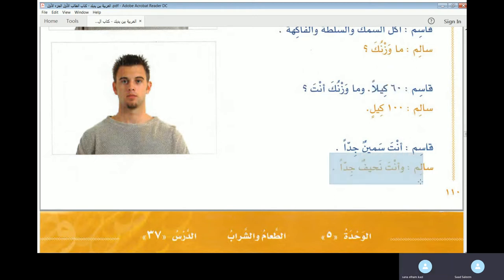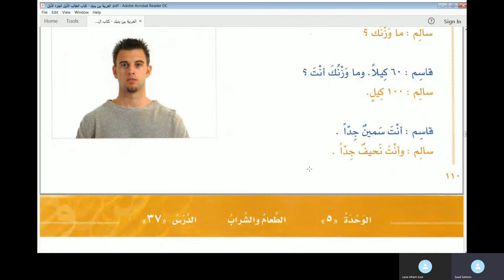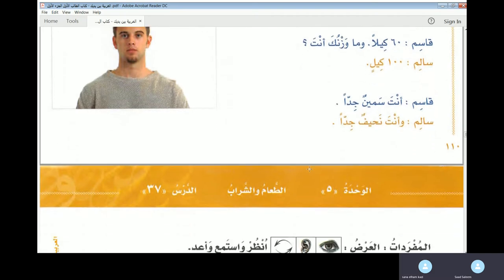Anta Saminun Jitan. Anta Lafifun Jitan. You are very light. And you are very thin, what we use the word skinny. And you are very skinny. Tum bahut hi kamzor ho. Anta Saminun is heavy or fat.